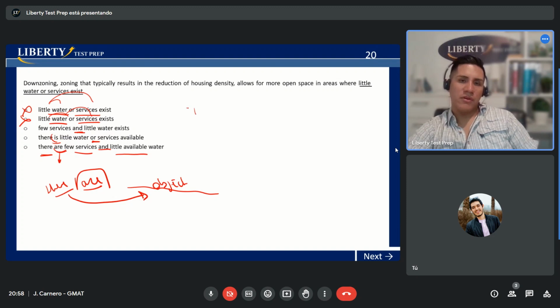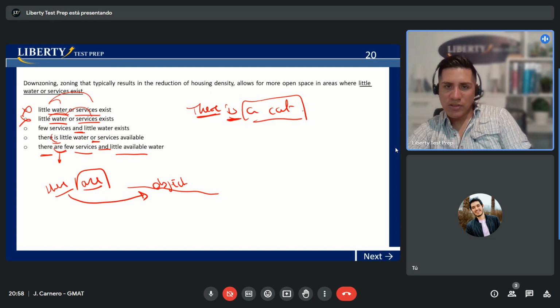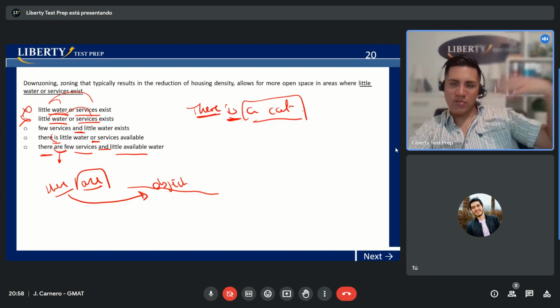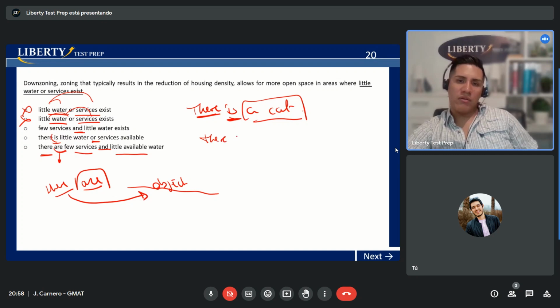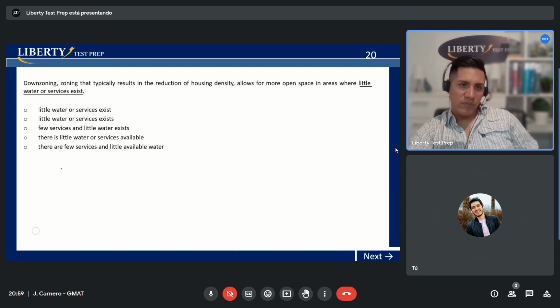So if I say, for example, there is a cat, that's fine. Why? Because is goes with cat. Cat is singular. The object is singular because that's what there does. Even though there is the subject, it delegates to the object. If I say there are cats, that's good also because are has to agree with the plural cats. But here, with are, what do you have as the object, I'm sorry? Services and water. Whenever you have an and, that's a plural, right? Yes. So this one is fine.